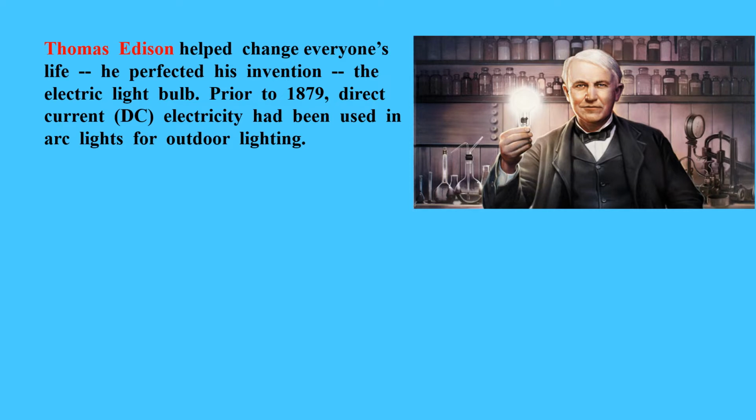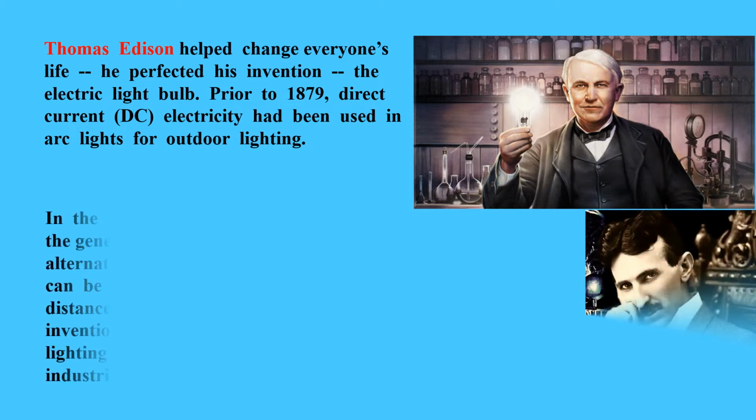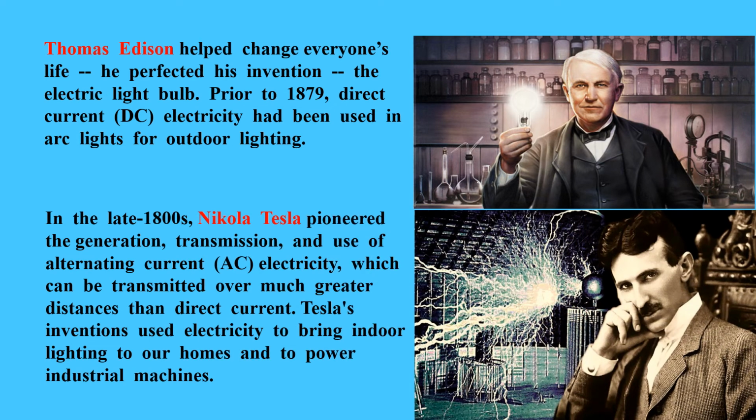Prior to 1879, direct current electricity had been used in arc lights for outdoor lighting. In the late 1800s, Nikola Tesla pioneered the generation, transmission, and use of alternating current electricity, which can be transmitted over much greater distances than direct current. Tesla's inventions used electricity to bring indoor lighting to our homes and to power industrial machines.